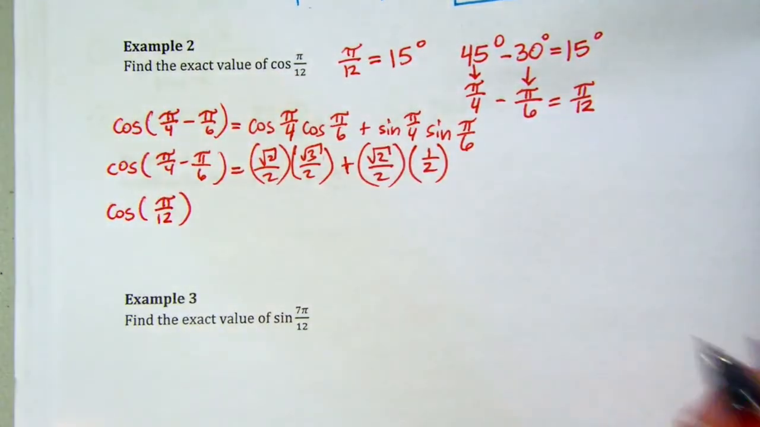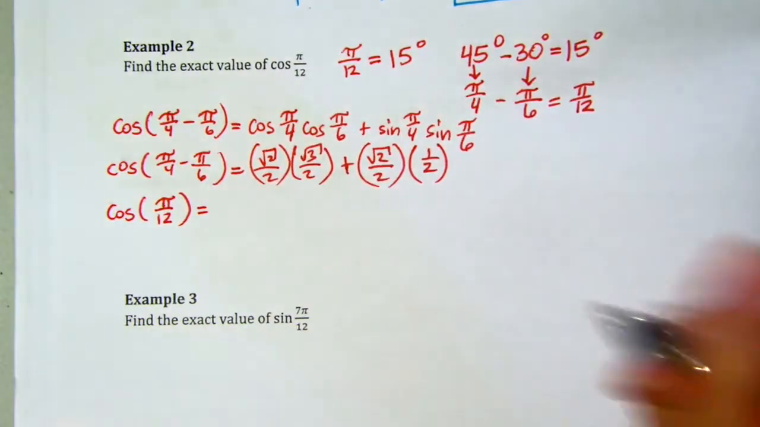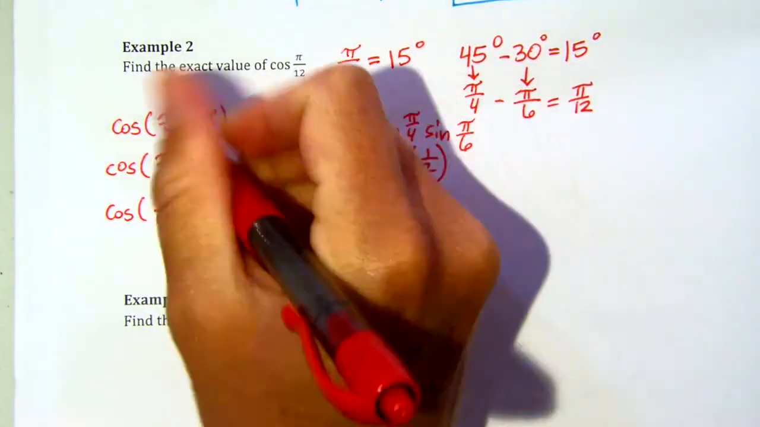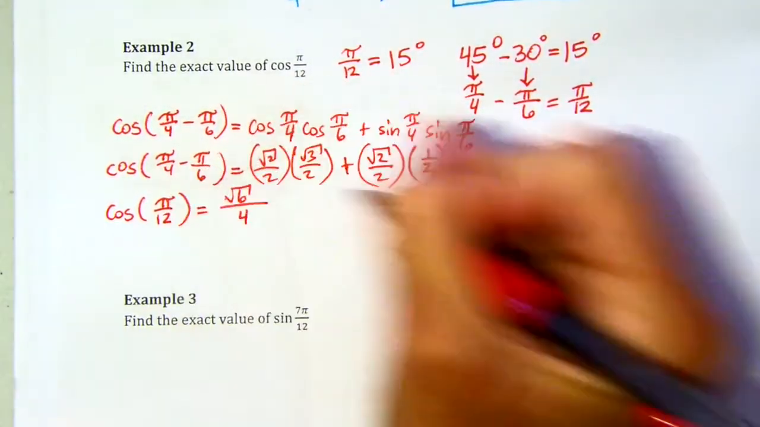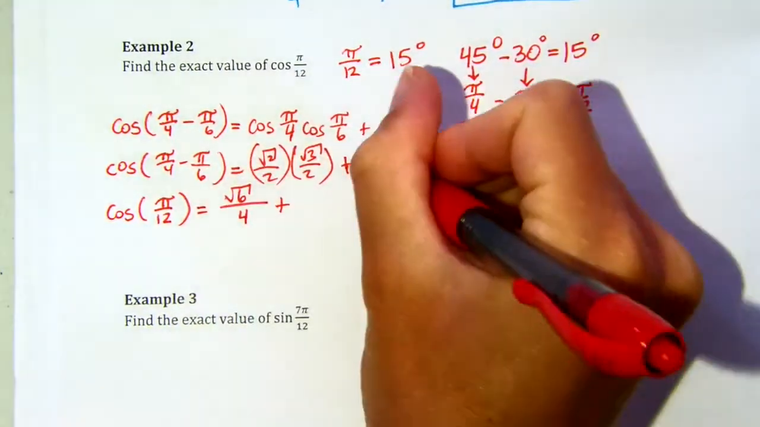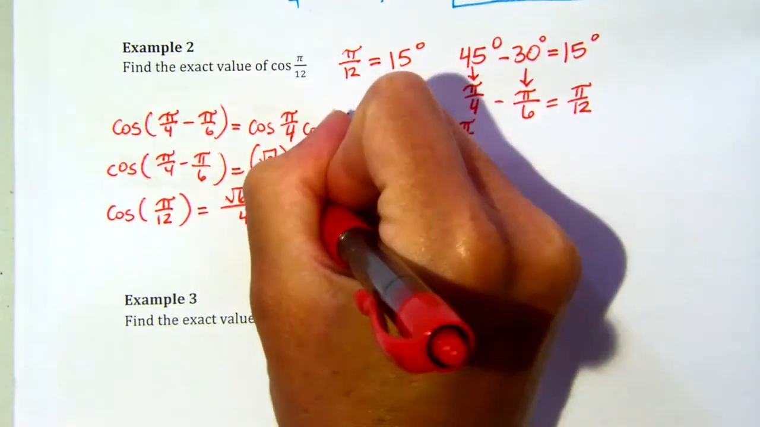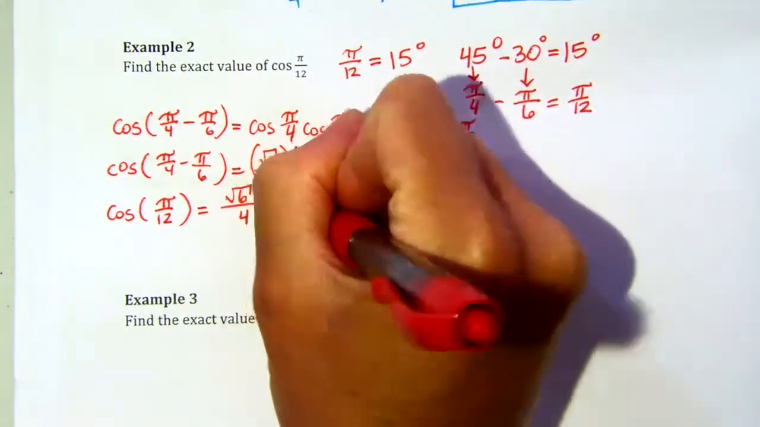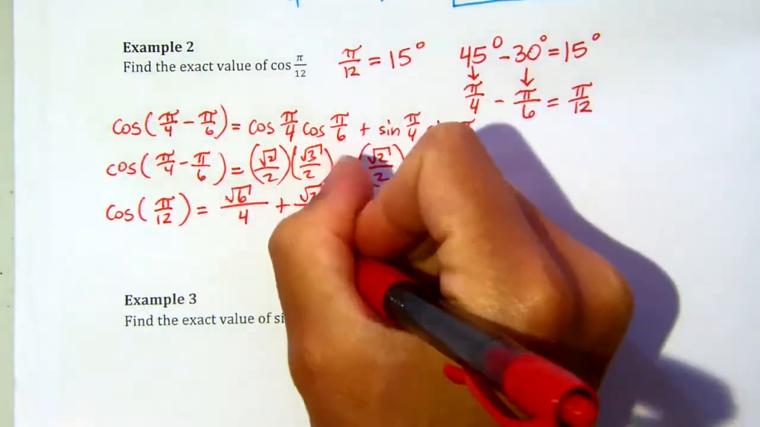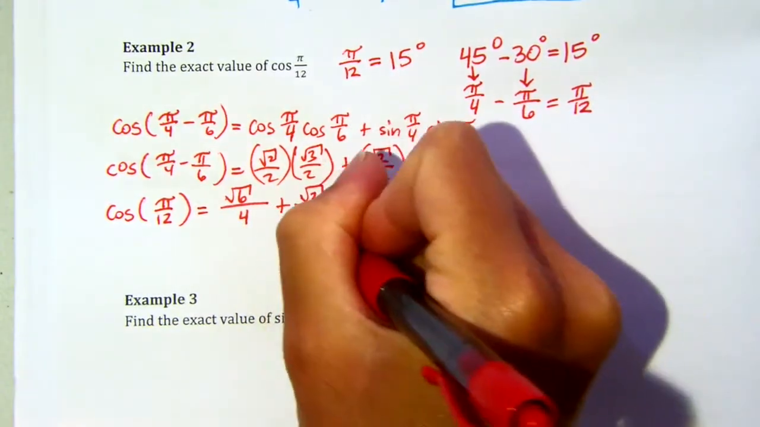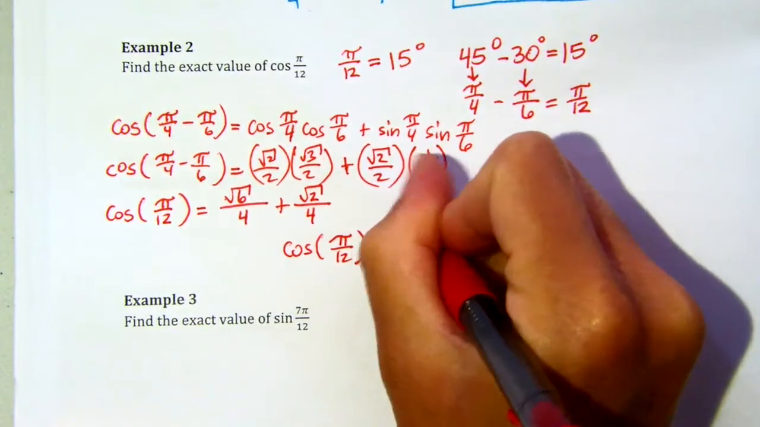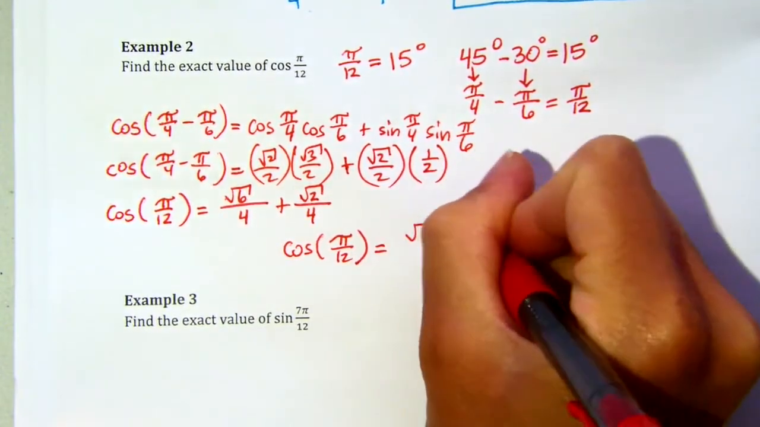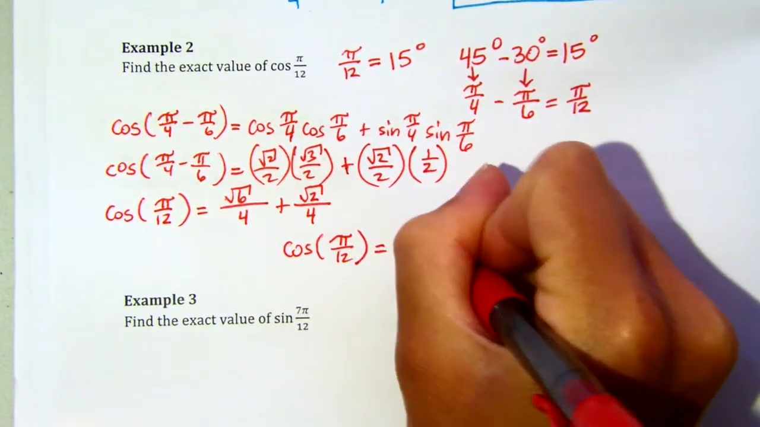Cosine of pi over 12 is equivalent to the square root of 2 times the square root of 3, which is the square root of 6 divided by 4, plus the square root of 2 times 1, which leaves us with the square root of 2 divided by 4. And if we add, the cosine of pi over 12 results in the square root of 6 plus the square root of 2 all divided by 4.